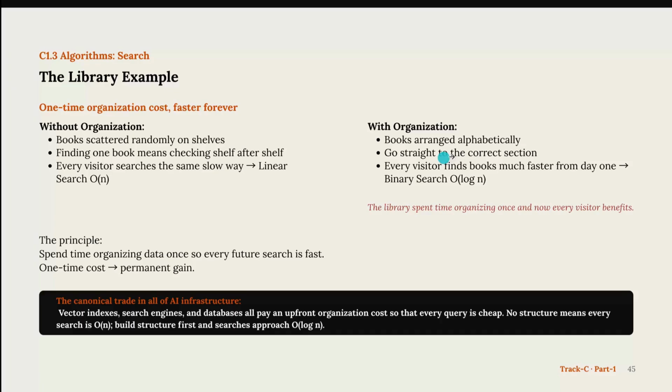The library spent time organizing once, and now every visitor benefits. That's why we keep saying the principle is: spend time organizing data once, so that every future search is fast. There is a one-time cost, and every search utilizes that marginal improvement that we make in the beginning itself.